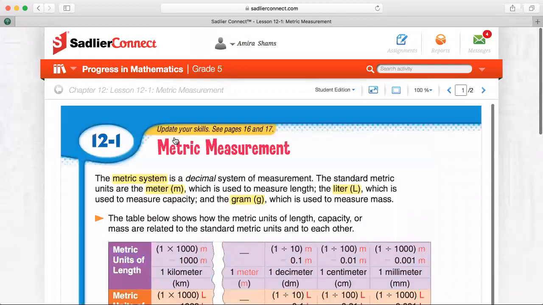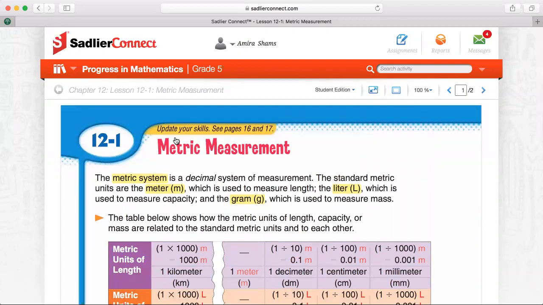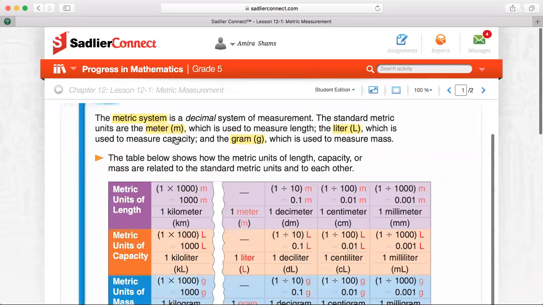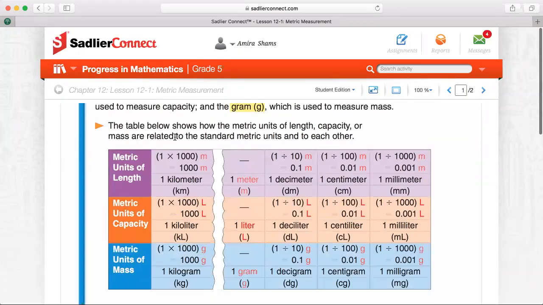Today, I want to revise lesson 12.1, measurement. Metric measurement: I have the metric units of length, metric units of capacity, and metric units of mass. Metric units of length are kilometer, meter, decimeter, centimeter, and millimeter. You must know that there is a greatest unit and a least unit. The greatest unit is kilometer and the least unit is millimeter. In between, I have several units.